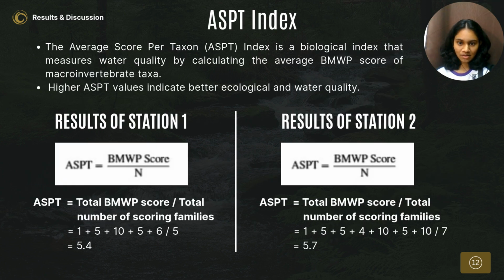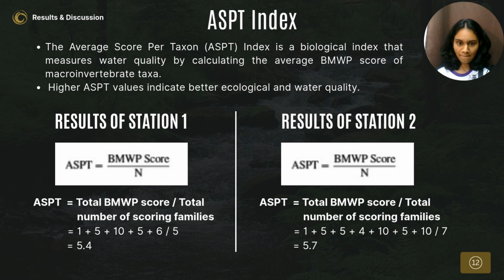This slide presents the ASPT, or average score per taxon, for both sampling stations. ASPT is calculated by dividing the total BMWP score by the number of scoring families. Station 1 recorded an ASPT value of 5.4, while Station 2 recorded a slightly higher value of 5.7. Higher ASPT values indicate better water quality because they reflect the presence of more pollution-sensitive macroinvertebrates. Therefore, the result suggests that both stations have good ecological conditions, with Station 2 showing slightly better biological water quality than Station 1.